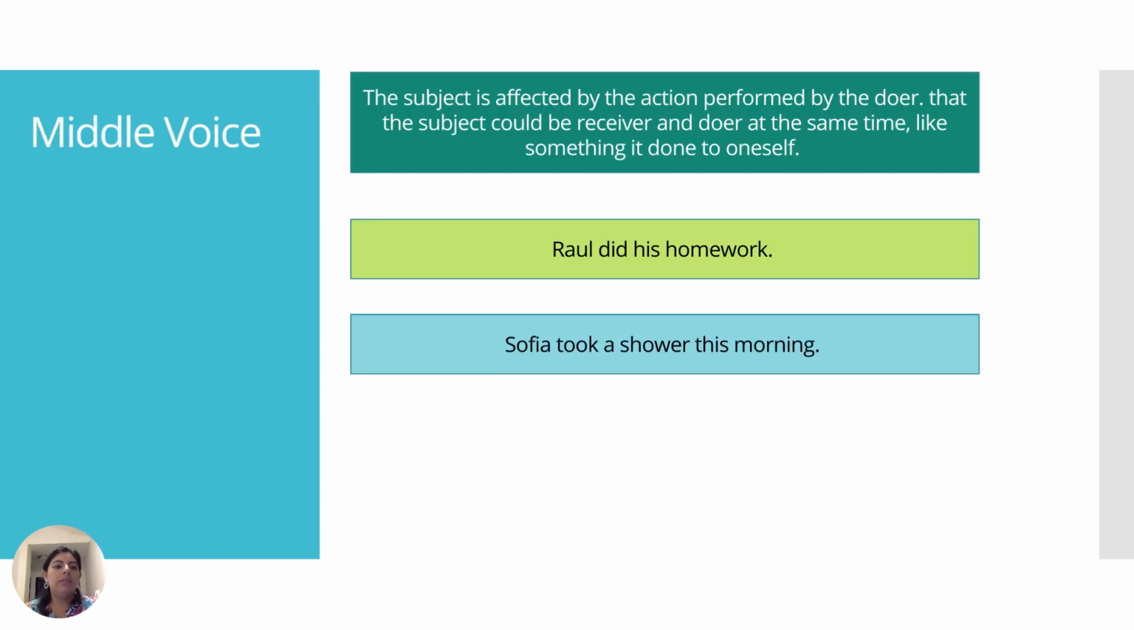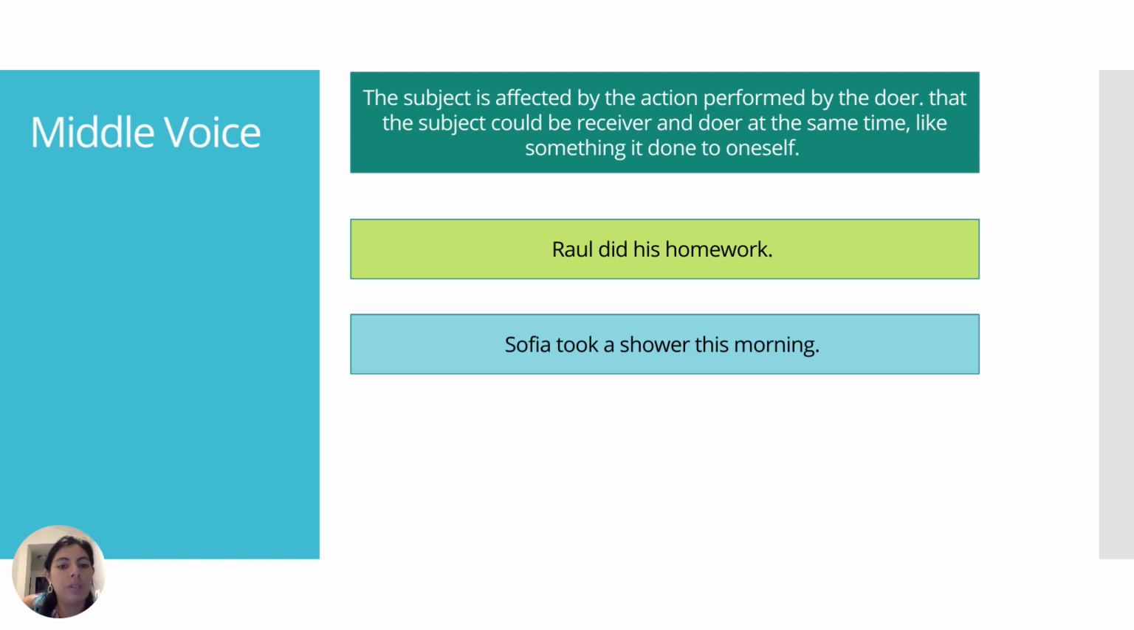And now we have the middle voice. In this case, the subject is affected by the action performed by the doer. We can say that a person can perform an action and the action is going to affect itself. For example, Raul did his homework. So, what was the action? Doing homework. And who did the action? Raul. And what was the thing that he received? Maybe the satisfaction of having done the homework or something like that.